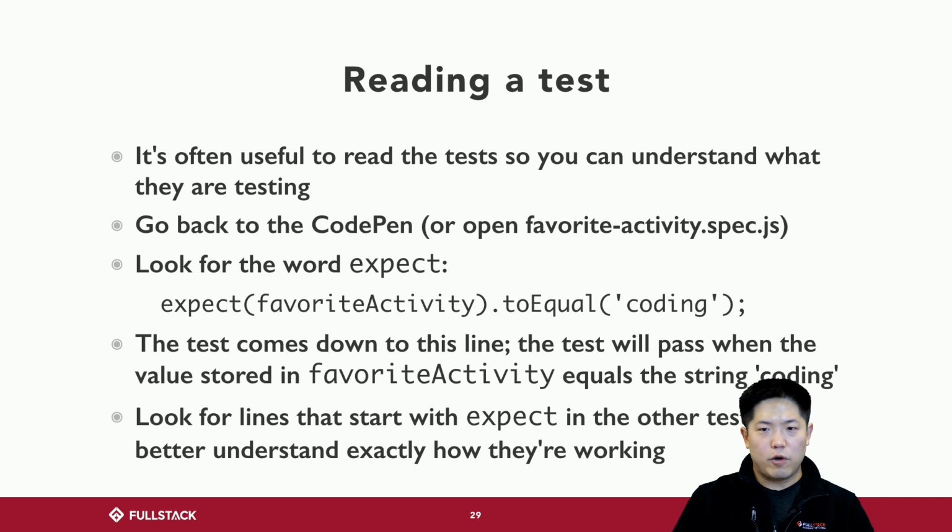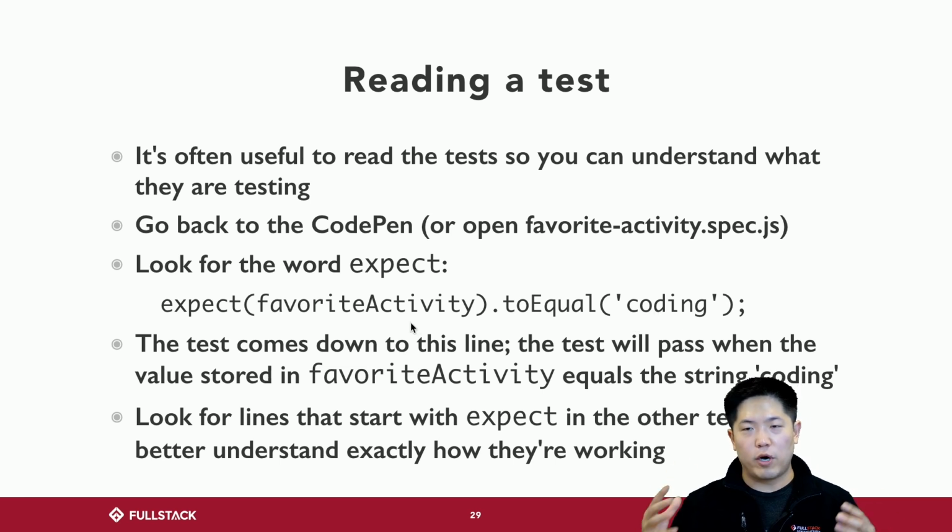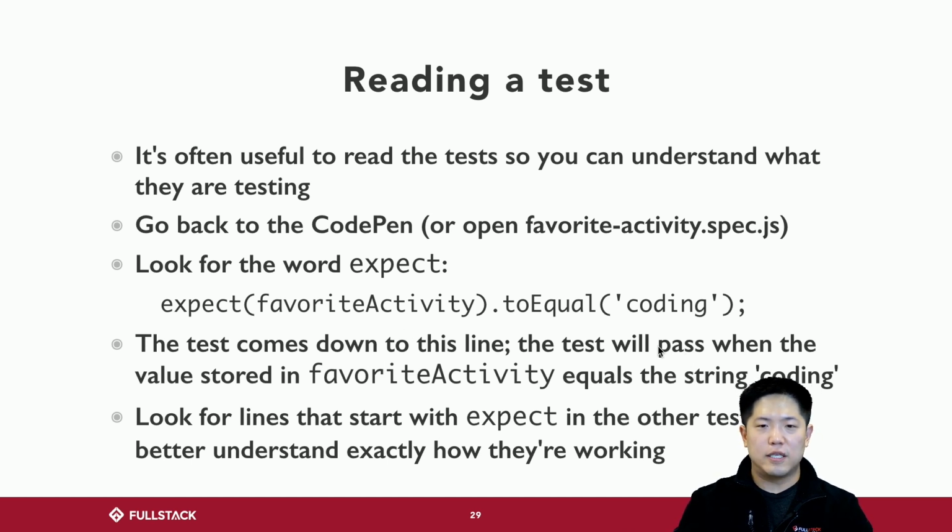All right, and then also just a little note on reading the test, right? So it's useful to read the test and be able to understand what it's asking for, right? So if you go back to CodePen, we're looking for that one line. The expect is your key on saying this is what I want to happen, right? So expect, and then this is going to be an expression, right? Eventually, inside of this expect is going to be some value, right? So favorite activity, or it could be a function call or whatever, but this is going to evaluate to a value. And that's going to have to equal the value that you define in this test. Right? So this one is hard-coded, and this one is what happens when running the code makes something happen. Right? And so when the value stored in favorite activity equals the value coding, this test will pass.